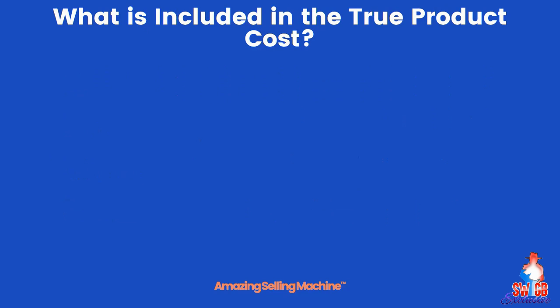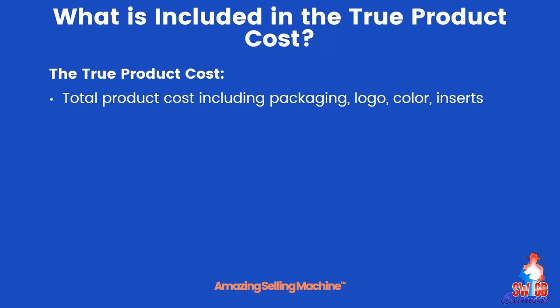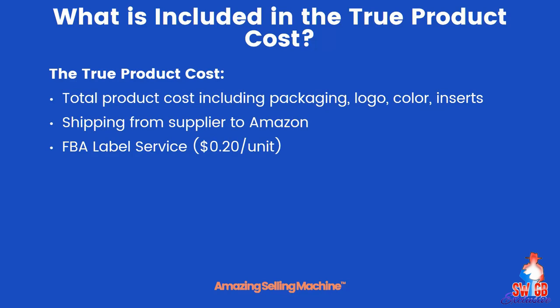So what's included in the true product cost? Well, it includes the total product cost from your supplier, also including packaging, logo, color, and inserts. Basically, anything that you'll pay your supplier for that product. It also includes shipping from the supplier all the way to Amazon, and then an FBA label fee of 20 cents per unit. Let me quickly show you how we're going to be tracking this on our product opportunity spreadsheet.